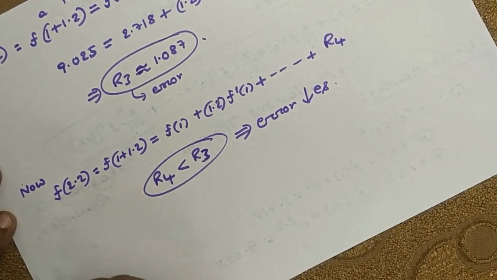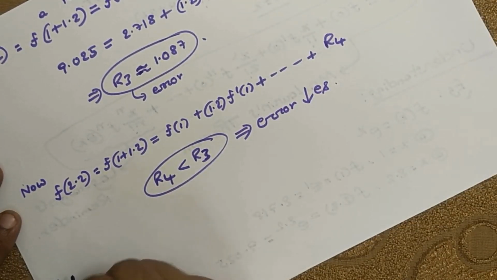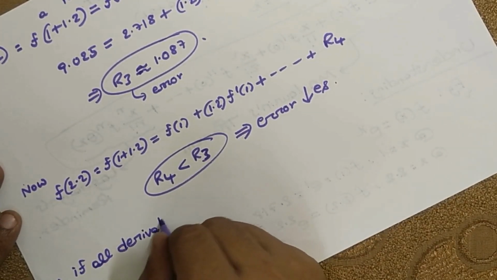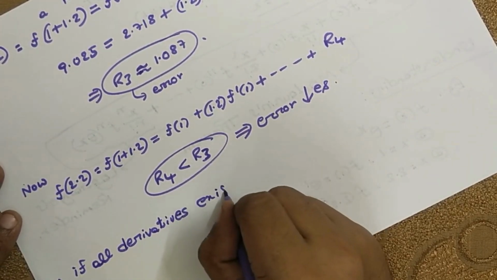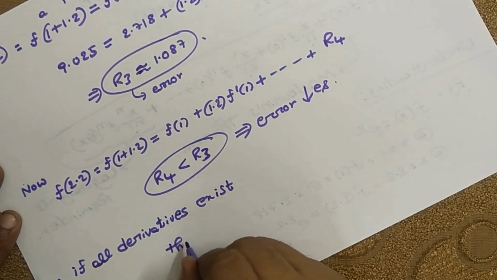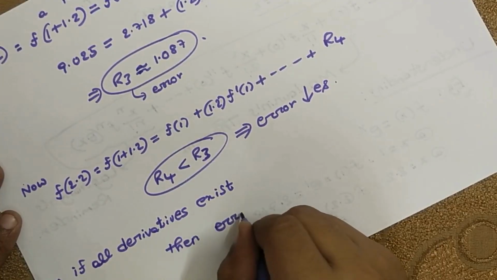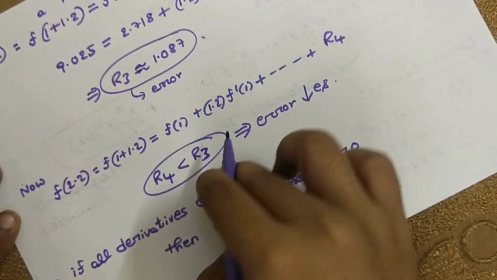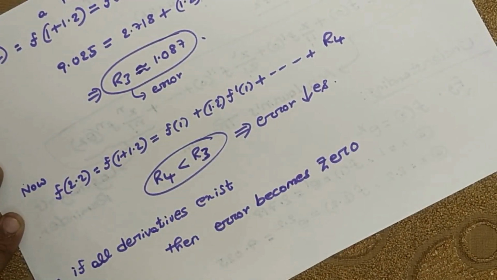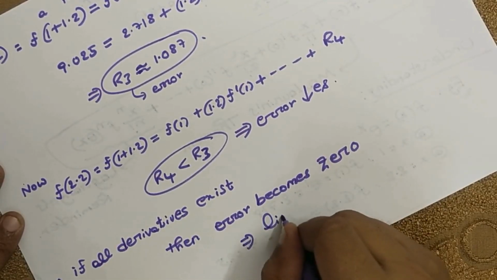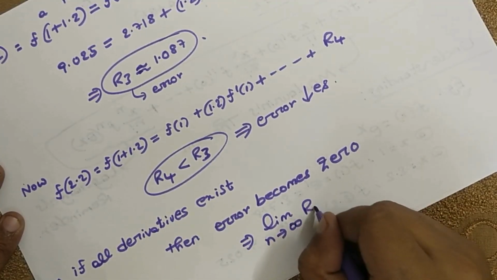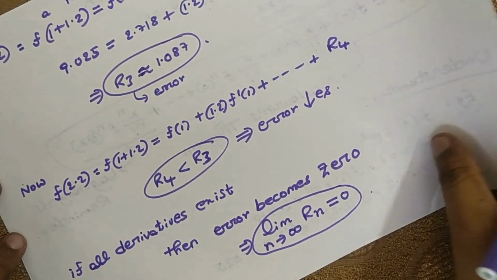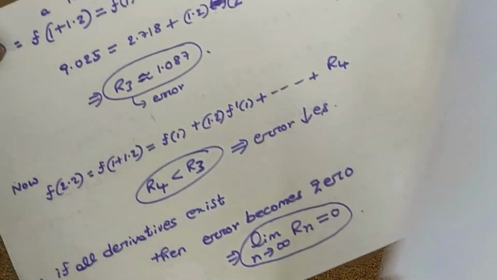Okay, so from this, if all derivatives exist, that is, up to how many derivatives exist, if all derivatives exist, infinite derivatives, then our remainder, meaning the error, becomes 0. Right? From here to here it keeps decreasing. So if we go on to infinity, it will approximately become 0. So which implies limit n tends to infinity Rn is 0. So this is the note point. This is the very important understanding.